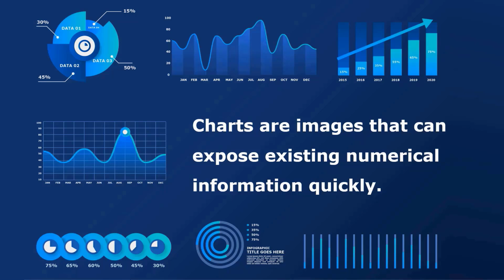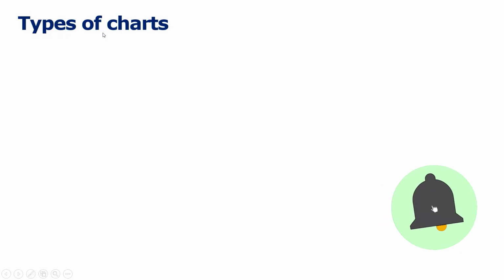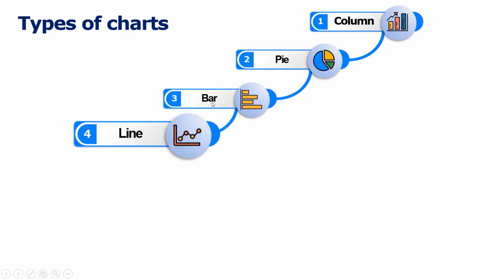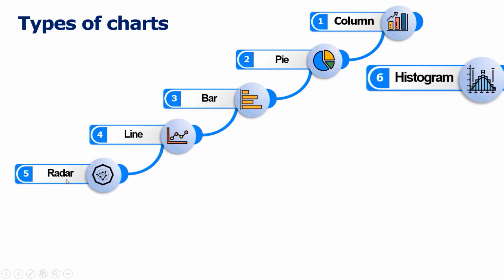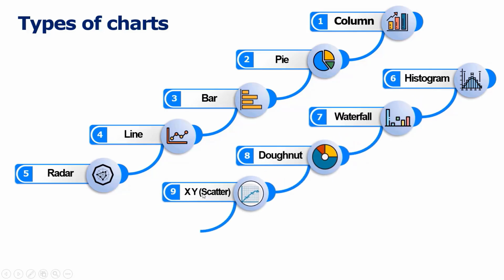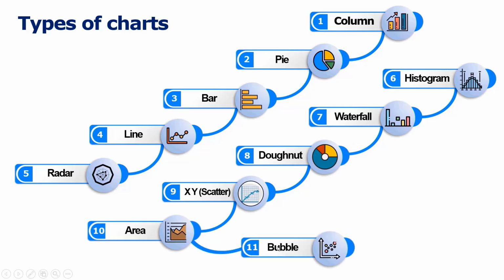Actually, charts help us understand the relationship between the elements, and they show statistical information in a good way for us. In this section, we are going to study some charts and see their features. They are column chart, pie chart, bar chart, line chart, radar, histogram, waterfall chart, donut, X and Y scatter, area, and bubble chart. Now we will go into the details of each.